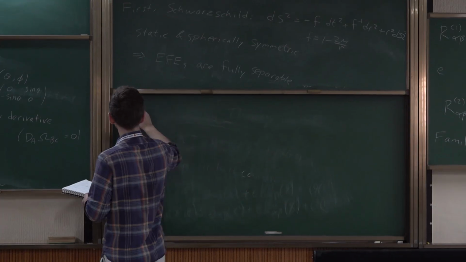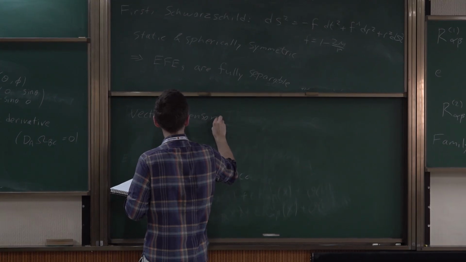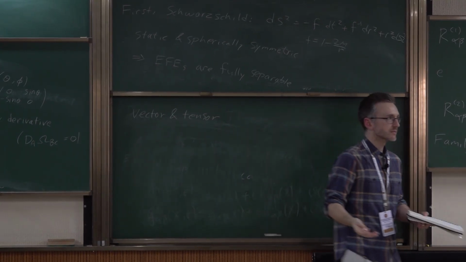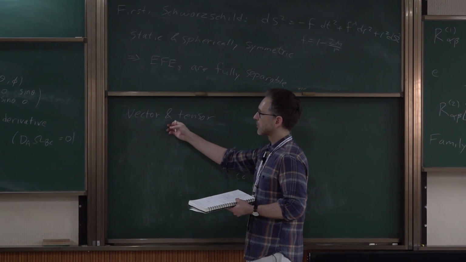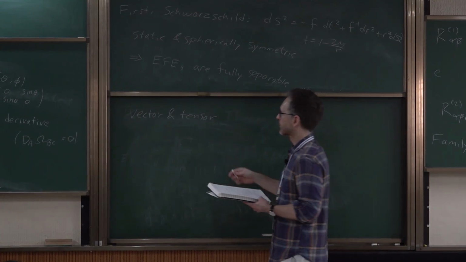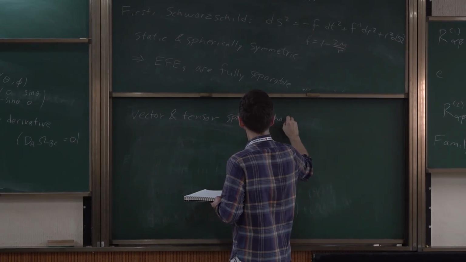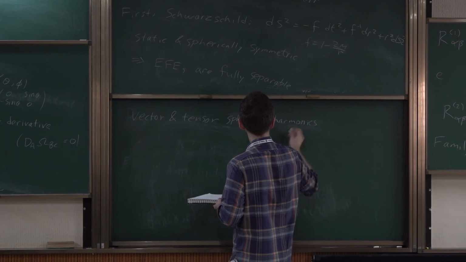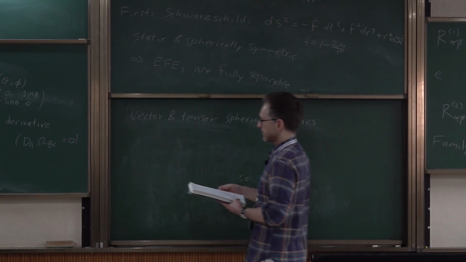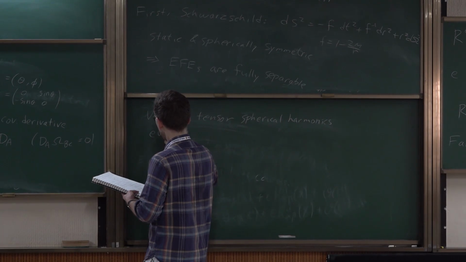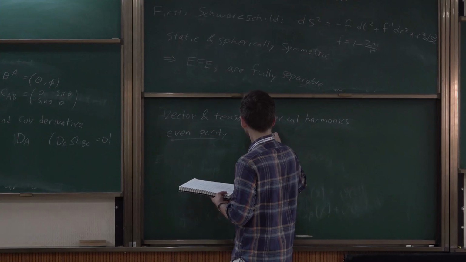Now I'm going to introduce vector and tensor spherical harmonics. So we're working with tensors. We're not working with scalars. So if we want to expand in spherical harmonics, we need to introduce new kinds of spherical harmonics. And really, what this means is vector and tensor spherical harmonics on the unit 2-sphere. And they split up into two types, what are called even parity and odd parity.